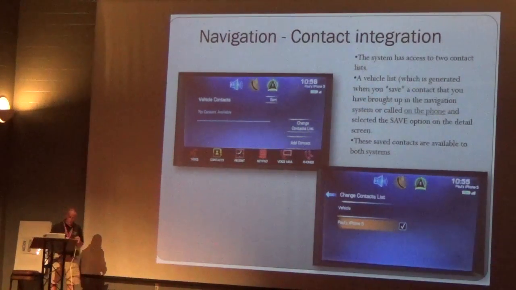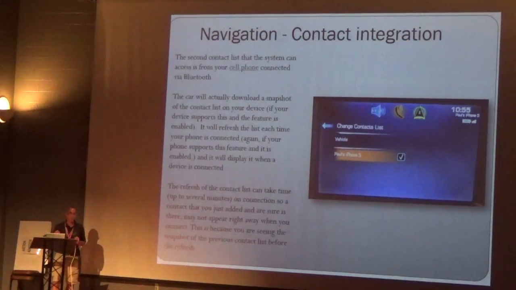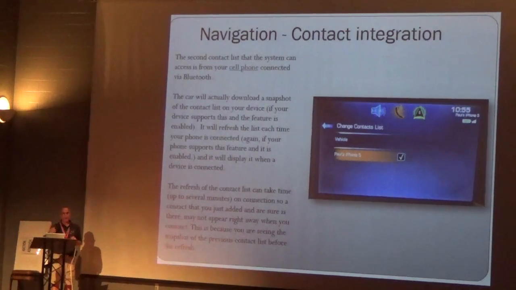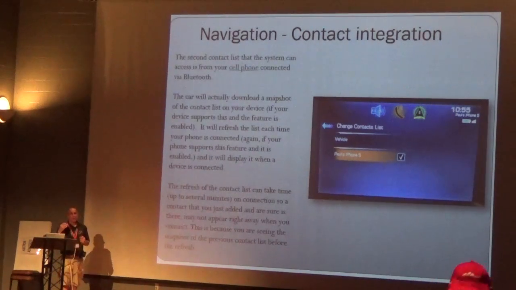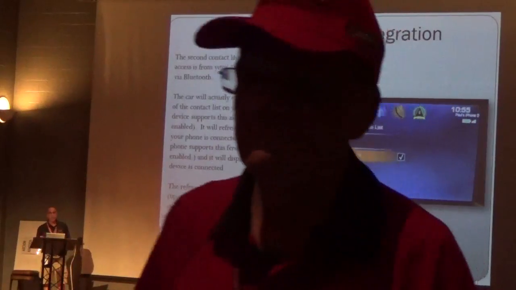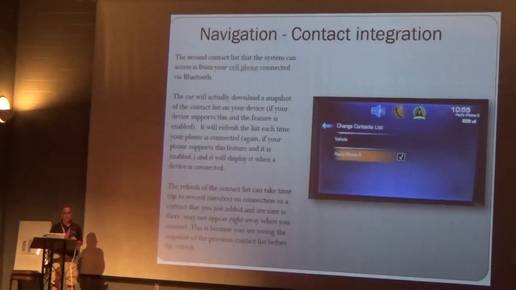The second contact list that the system has access to is the contact list with any Bluetooth phone that you have paired to the vehicle. It's a source of frustration for folks because they enter a contact, they run out to their car, they hop in the car, and it's not there. The reason it's not there is because the car is trying to be more efficient. The car downloads a snapshot of the contact list that it has in front of it currently.